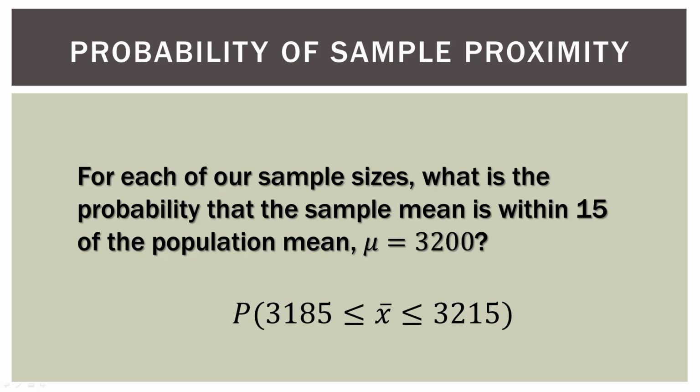So we can write it like this. What is the probability that the sample mean, x bar, is between 3185 and 3215? Because that's 15 below and 15 above the population mean. So that's how we would write that.